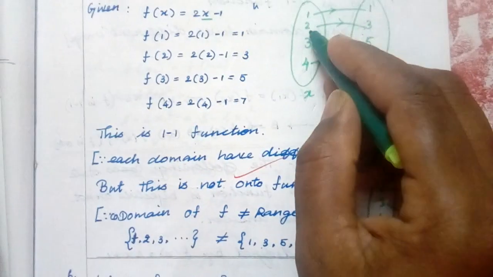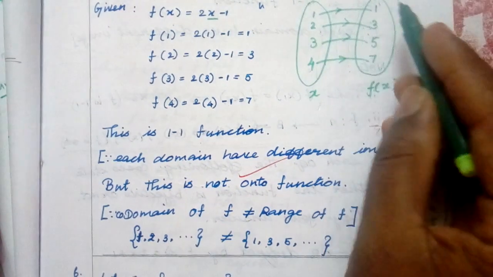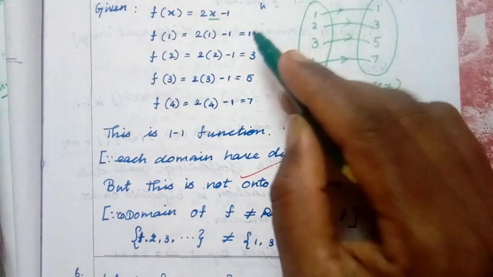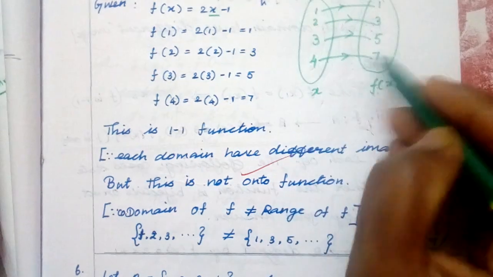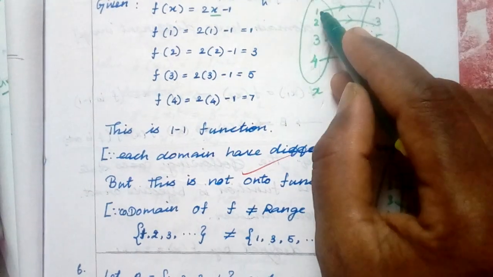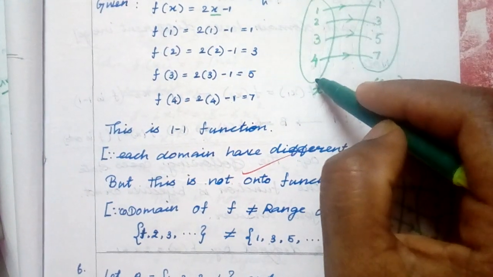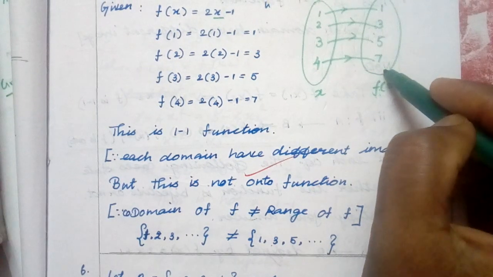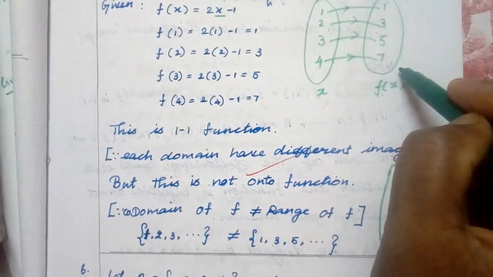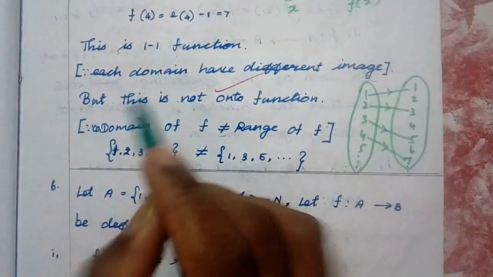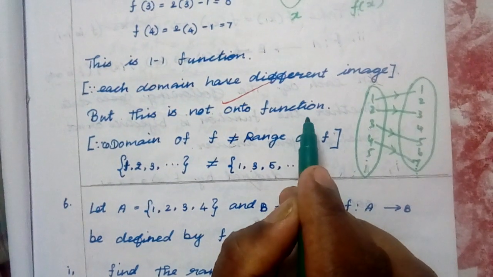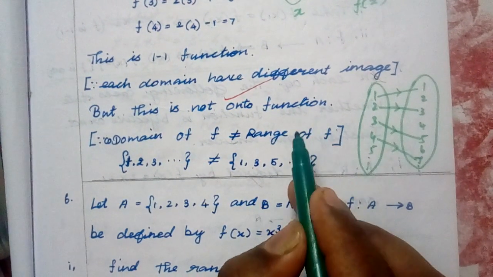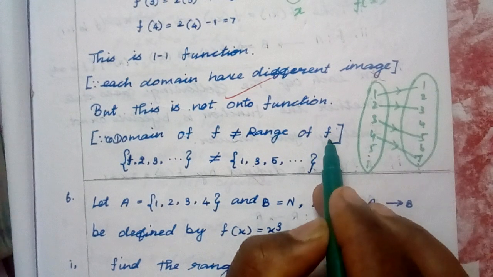For x values 1, 2, 3, 4, 5 etc. in N, we found that f of x values are 1, 3, 5, 7. Note this: each element in the domain has a different image. So we conclude that it is a one-to-one function. But this is not an onto function. Reason: the codomain of f is not equal to the range of f.